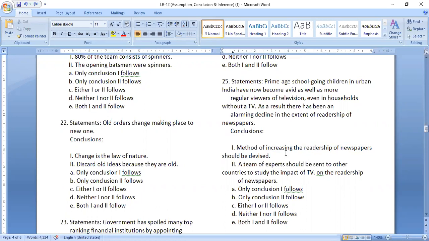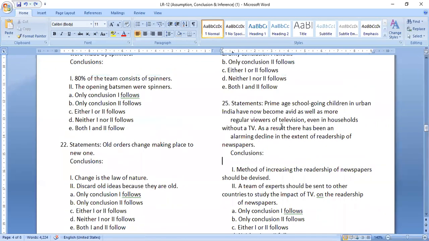Okay, so what Advait is trying to say is that the alarming decline in the extent of readership is not the central argument. It's only a result. The main problem here is that urban India have now become avid as well as more regular viewers of television, even in households without a TV. As a result of this problem, there has been an alarming decline in newspaper readership. So what is the main problem here? We don't know what the main problem is.